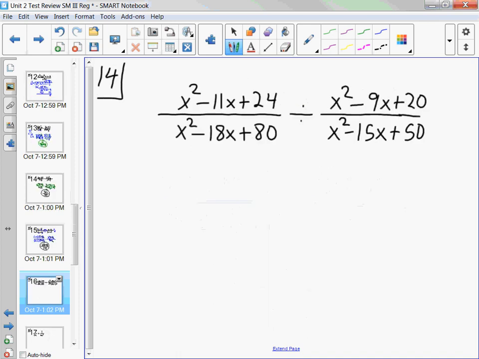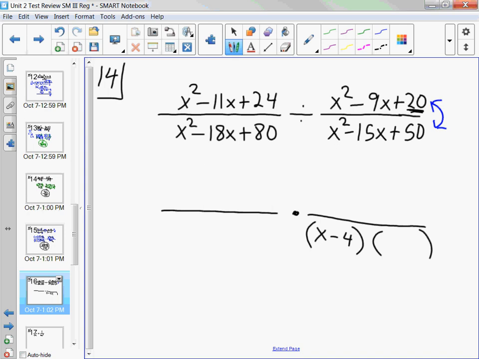Number 14 is also a division problem. So once again, I'm going to change it to a multiplication problem, and I am going to take the reciprocal of this last fraction. I am going to start with the bottom, which was the top, the x squared minus 9x plus 20. I'm looking for two numbers that multiply to get 20 and add together to get negative 9. Both numbers have to be negative, because a negative times a negative is a positive, and a negative plus a negative is a negative. So negative 4 times negative 5 is 20, and negative 4 plus negative 5 is negative 9.